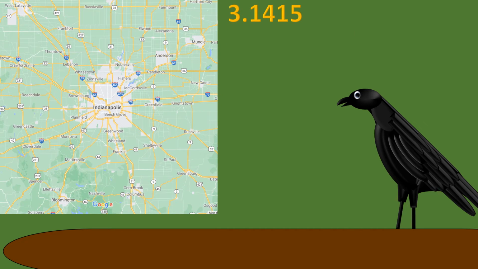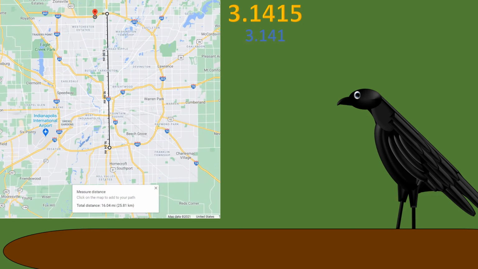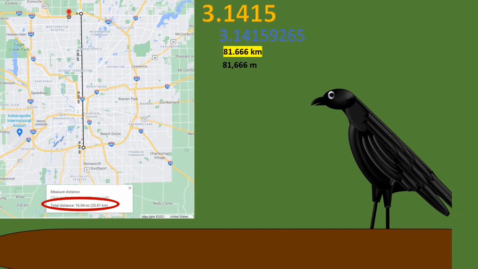Even if it is a bit blocky, if you take a quick measurement across the diameter of the highway, you'll get around 26 kilometers. Using 3.141 for pi, you get a circumference of 8.666 kilometers, or 81,666 meters, which is an acceptable level of accuracy for planning a highway. But if you use 3.14159265, it gives you a level of accuracy down to a tenth of a millimeter, which is a bit overkill for this.